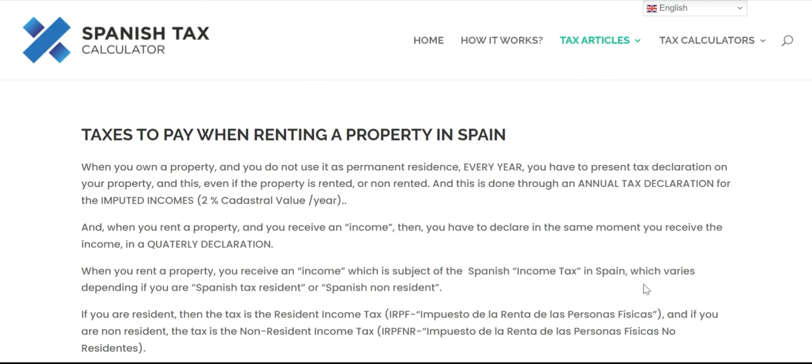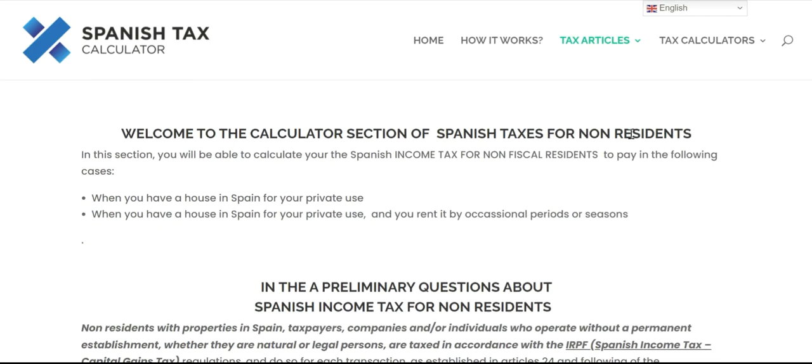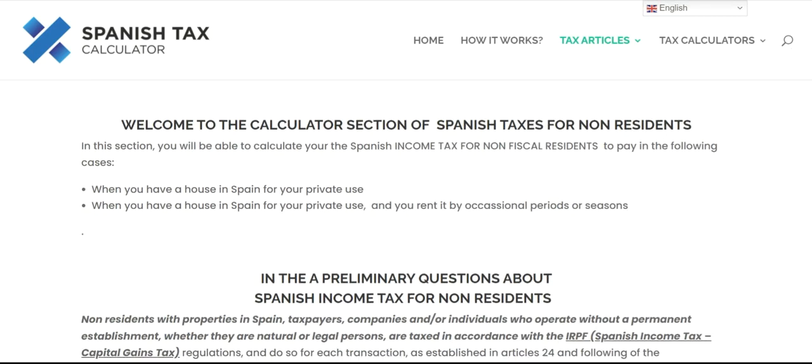But when you are non-resident in Spain, you have to declare in a different way the income and earnings received from renting a property in Spain. We would like first to talk about the formalities that you have to follow when you are renting a property in Spain and you are non-resident.